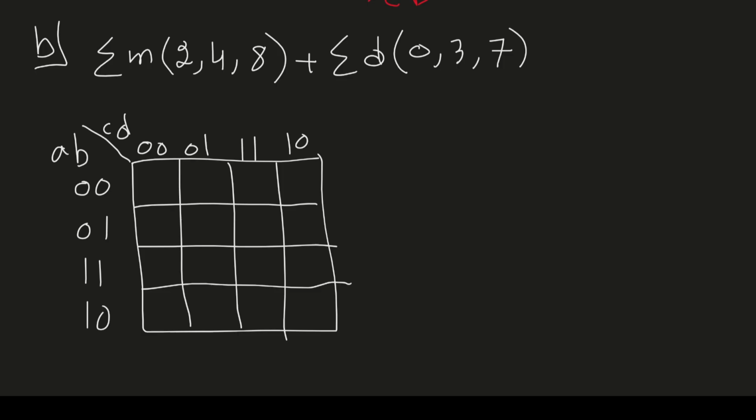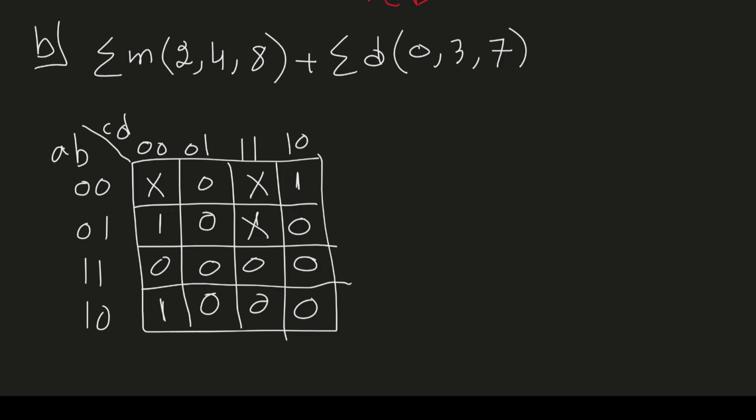So for 2, 4, and 8, it's 1. So 2, 4, and 8 are 1s. And then we have 0, 3, and 7. We represent them by don't care. So these are 0, 3, and 7. And the rest of the table will be zeros. So 0, 0, 0, 0, 0, 0, 0, all the way.